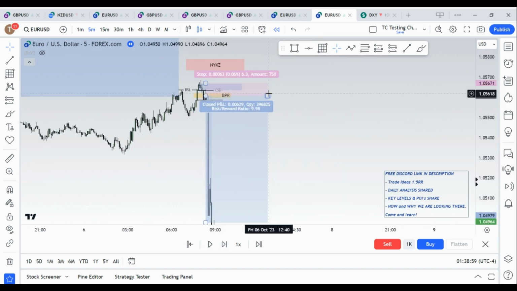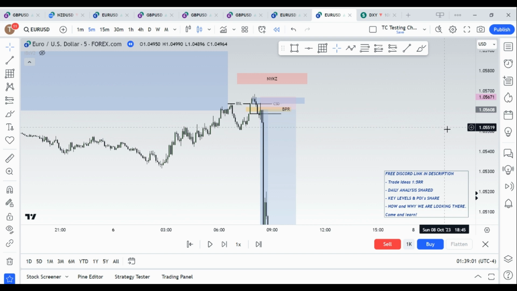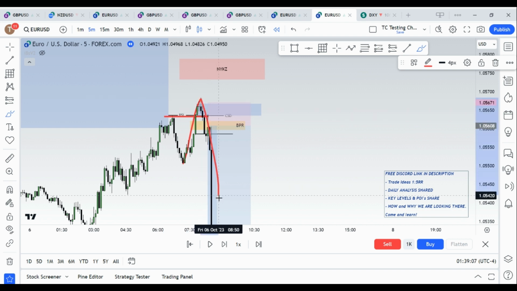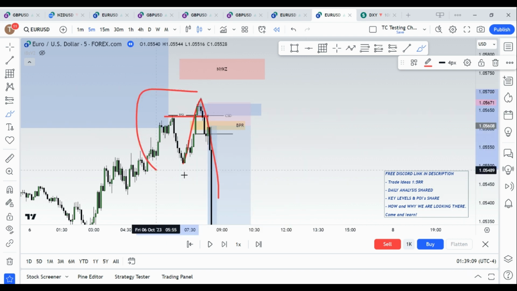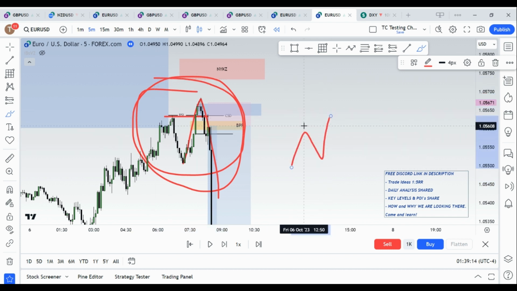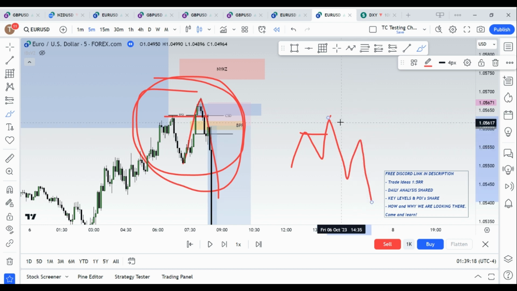So I hope that you understood this video and that you understand what a turtle soup is. It's basically a run on a high in the opposing direction to the higher time frame order flow, which is basically inducing traders onto the wrong side of the market, thinking that it's a break in structure when really it's just a liquidity grab, and we can then take that opposing trade.